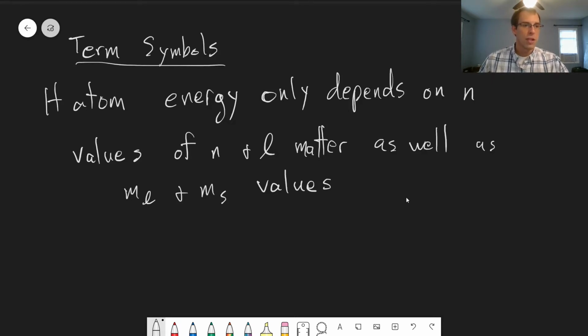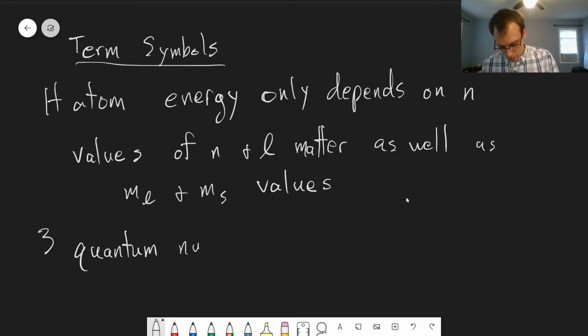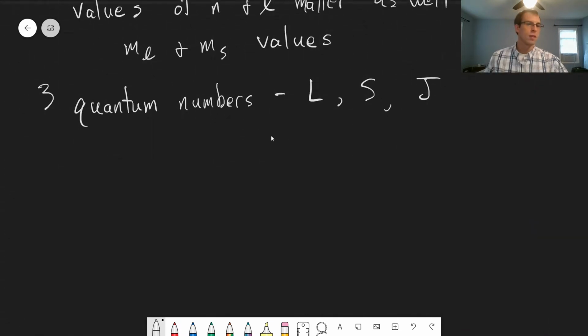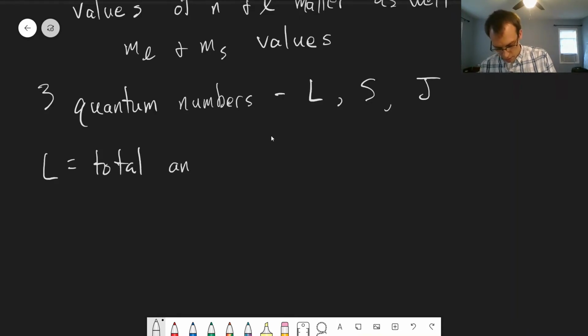Okay, and so we characterize these different configurations, which have different energies, using what we call term symbols. There are three quantum numbers that we use to describe this, and these arise from combinations of other quantum numbers that are available. So we have three quantum numbers that are capital L, capital S, and capital J. Let's explain what these three quantum numbers are. Capital L is the total angular momentum for our atom. I guess to be more specific, for the electrons in the atom.